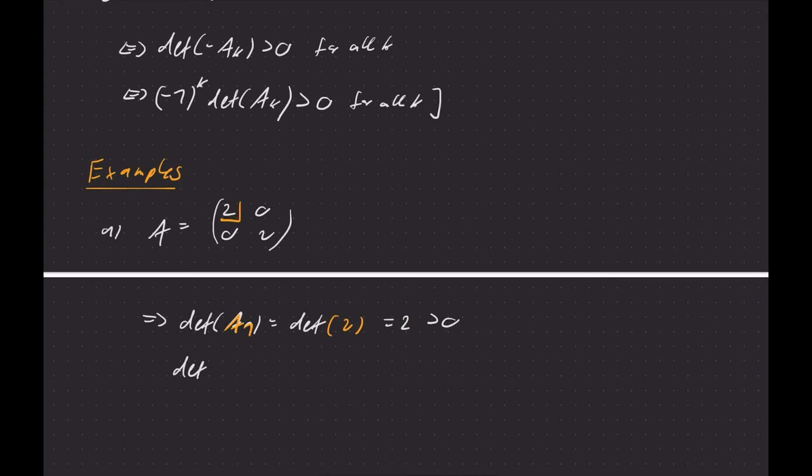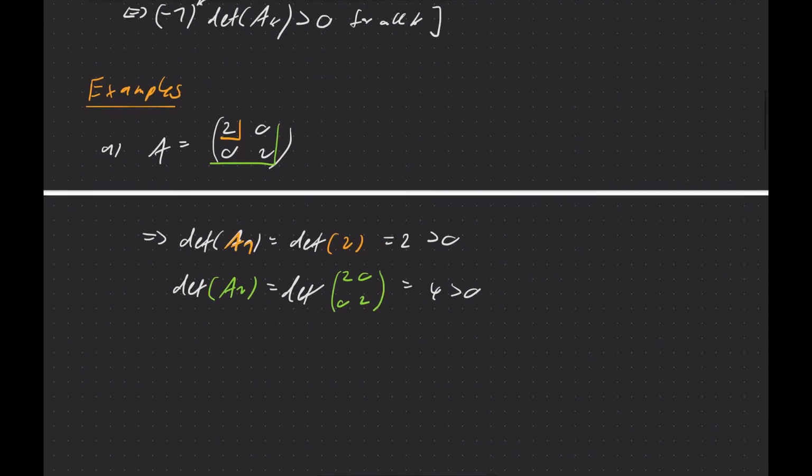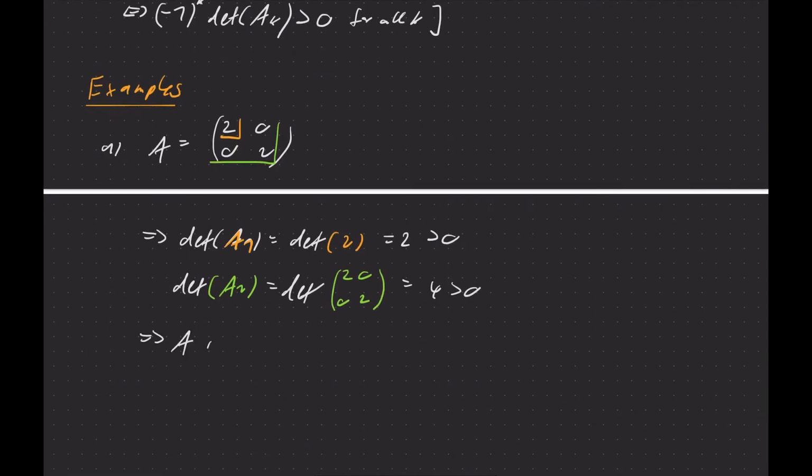The determinant of A2, that's this whole matrix here, so 2, 0, 0, 2. That's also easy to compute, that's 4, and that's positive again. So A is positive definite. Okay, that was an easy one.